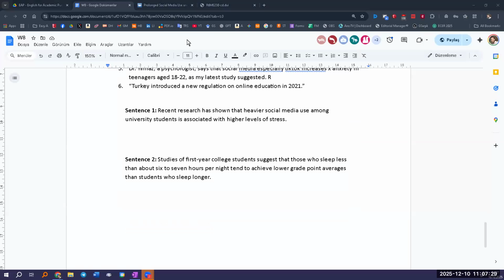Sentence two. Studies of first year college students suggest that those who sleep less than about 6 to 7 hours per night, that's us, tend to achieve lower grade point averages than students who sleep longer.